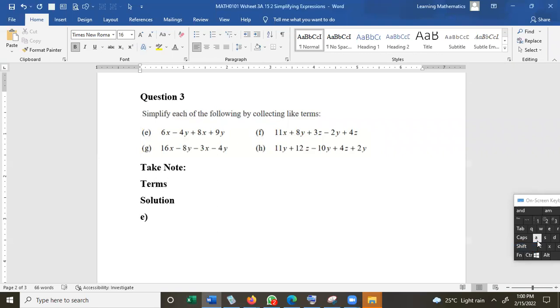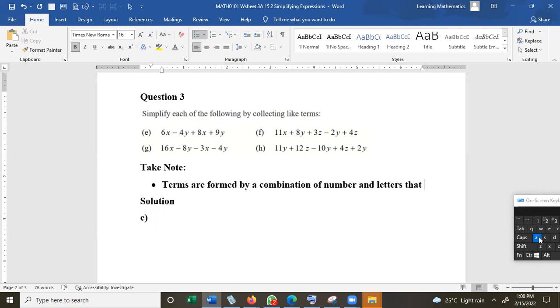Terms. First point. Terms are formed by a combination of numbers and letters, okay, that are multiplying, dividing, and exponentiating or powering. So that's what forms a term.